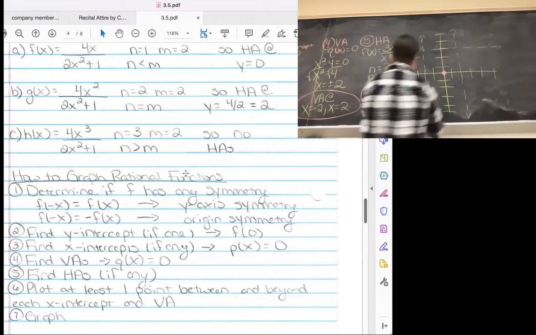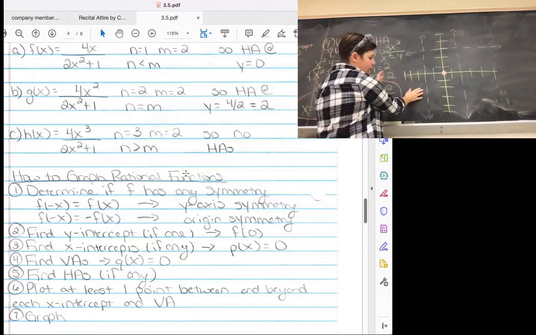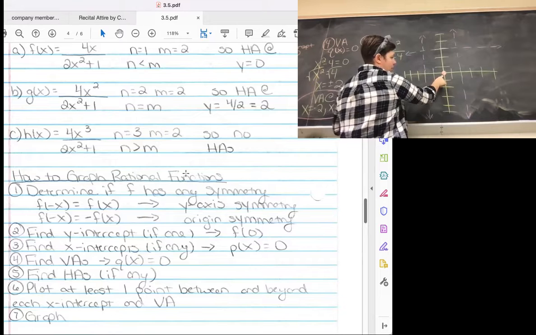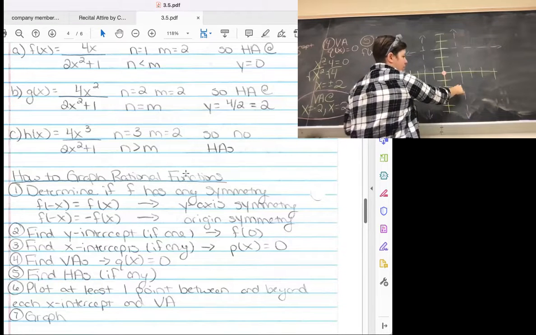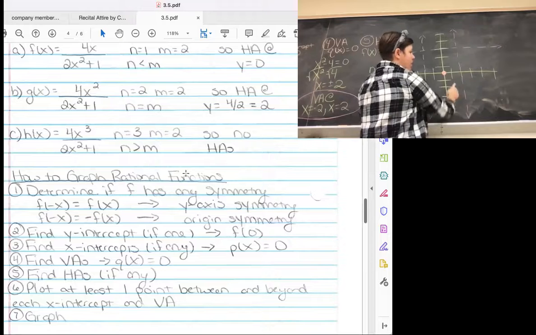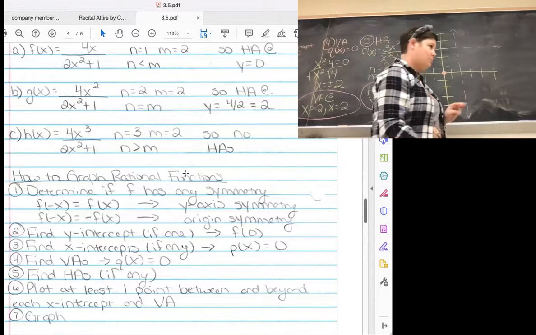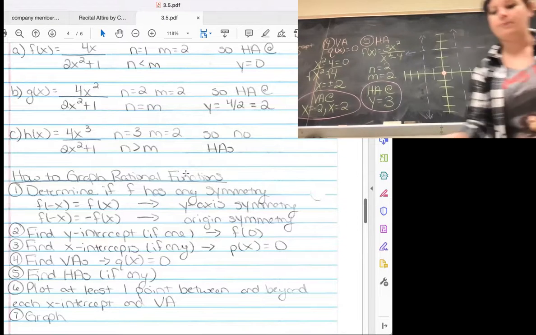So I'm going to pick 2 points to the left of my vertical asymptote. I'm going to pick a point between my vertical asymptote and my intercept. I'm going to pick another point between my intercept and the next vertical asymptote. And then I'm going to pick 2 points over here to the right of my vertical asymptote. That way I have a good smattering of what's going on pretty much everywhere in my graph that I could possibly think to put stuff.